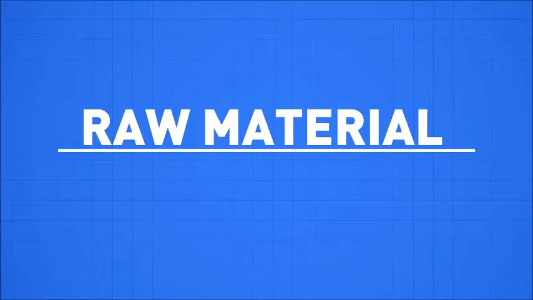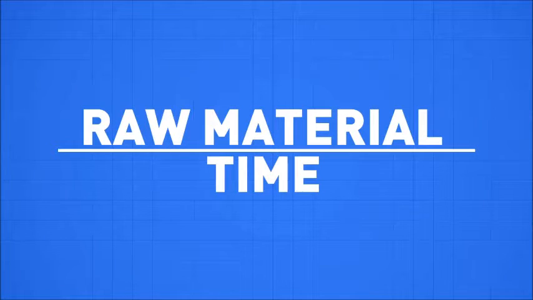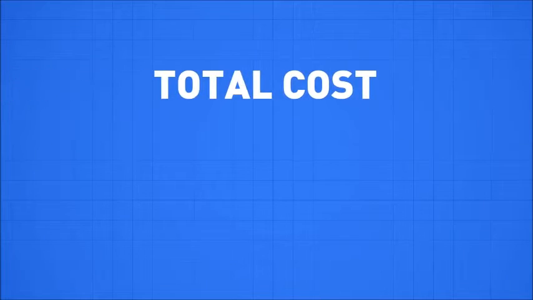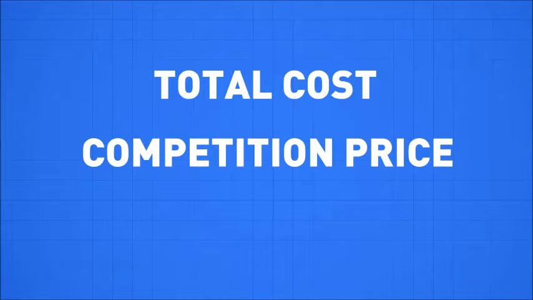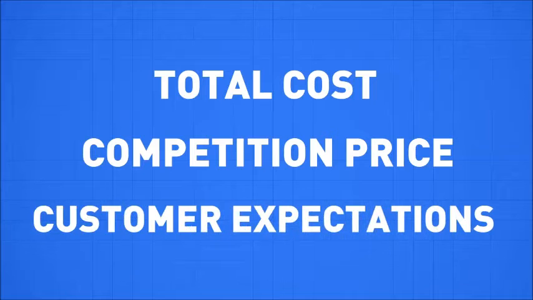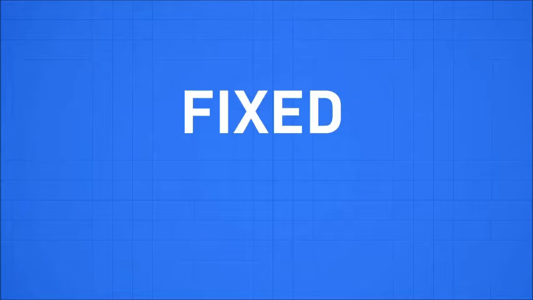There's more to pricing than dividing the costs of your raw material by your time. You need to understand: 1. Your total cost, 2. Your competition and what they're charging, 3. How much your customers are expecting to spend. There are 2 types of cost, fixed and variable.